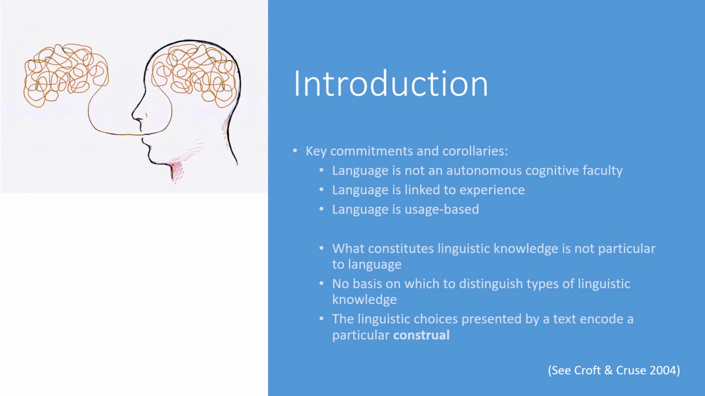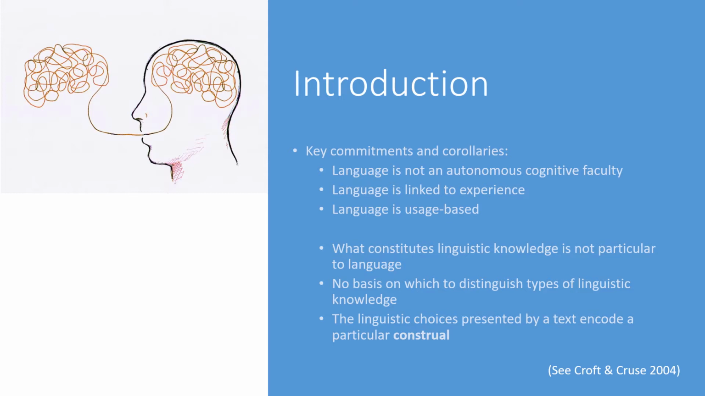To say that language is usage-based is to say that conventional patterns of linguistic representation are not licensed by an abstract set of innately specified rules, as per generative grammar, but instead emerge to fulfill the communicative needs of speakers and then become stabilized within a given speech community. These fundamental positions give rise to a number of important corollaries.